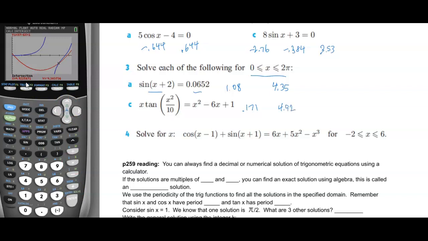Number 4, solve for x. And this one is a little bit different. So first of all, let's set the window, -2 to 6, window. And I'm going to put -2, and then I'm going to put 6. And then I'm going to type this left side and this right side into y1 and y2 respectively. Since that's going to take me a little bit of time, I'm just going to pause and I'll come back to you in a second.